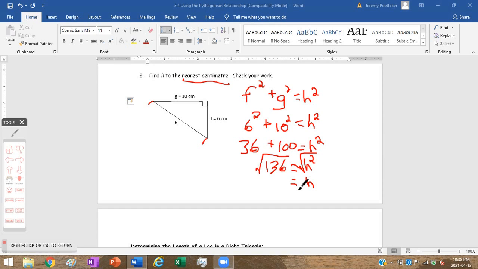Square root of 136 is 11.6619. I look at that: whatever the big long number is, is it closer to 11 or 12? It is closer to 12, so rounded to the nearest whole number is going to be 12 centimeters. Now, let's do the check here.